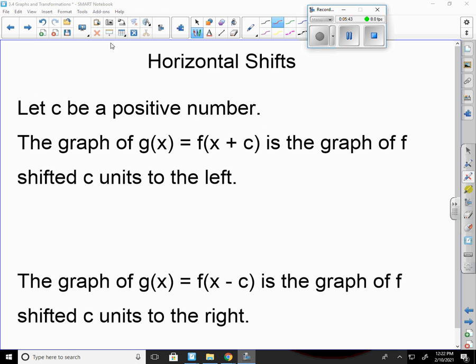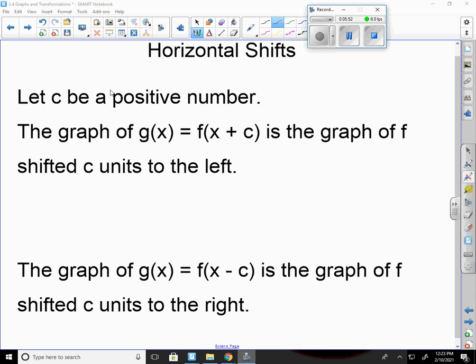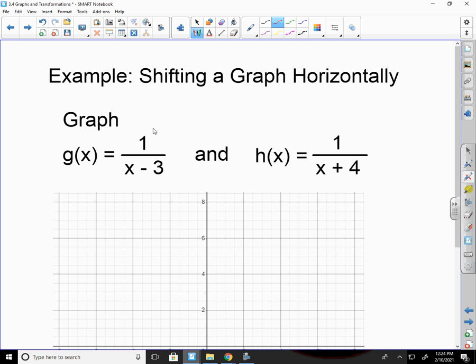All right. If everyone's good, we'll move on to the next one. Okay, this is an example of a horizontal shift. So first, what would our parent function be for this one? Right, it would be the reciprocal function, which is 1 over x. So that's the parent function.